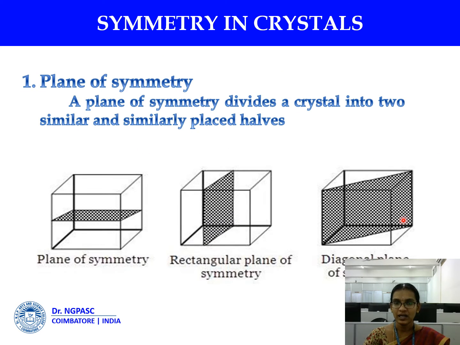Next we will see symmetry in crystals. Symmetry in crystals may be of three types. The first one is plane of symmetry, the second one is axis of symmetry, and the third one is center of symmetry. First we will see plane of symmetry. A plane of symmetry divides a crystal into two similar and similarly placed halves. That is, it has to show a mirror image. While cutting into two equal halves, it has to show the mirror image of the other half. Here it is a regular plane of symmetry, and this is a diagonal plane of symmetry.